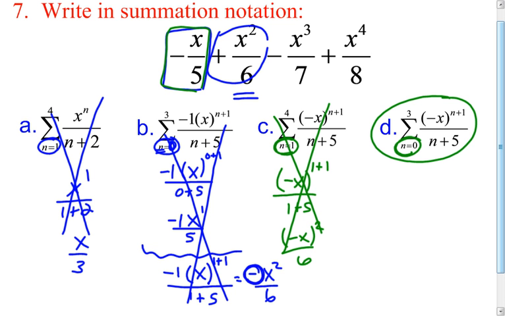So when you plug in the bottom number, when you plug in 0, you'll get negative x over 5. When you plug in the next number, which is 1, you will get x squared over 6. When you plug in 2, you should get negative x cubed over 7. When you plug in 3, you should get x to the 4th over 8. And you can check all of those, and they do indeed work.